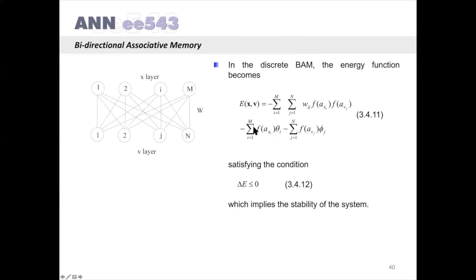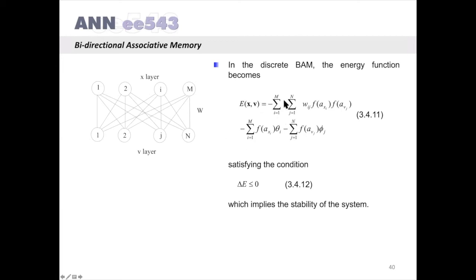We are multiplying their output with the threshold values, and we are summing them from I from 1 to m, and also we have a summation for the neurons in the V layer, and here we are multiplying their outputs with the threshold values, and we are applying summation J from 1 to n. And notice that we have minus signs before the summations.